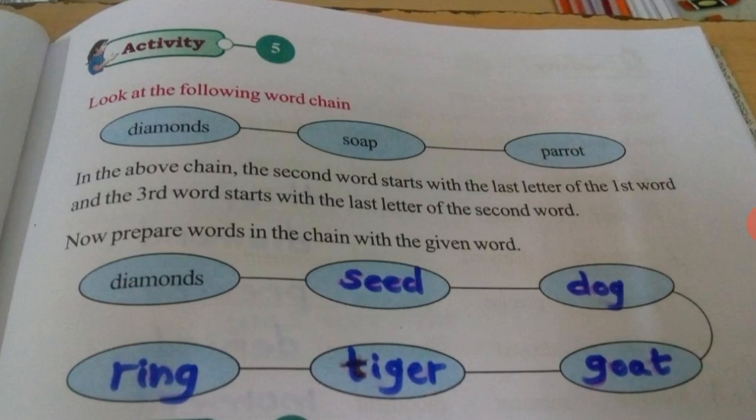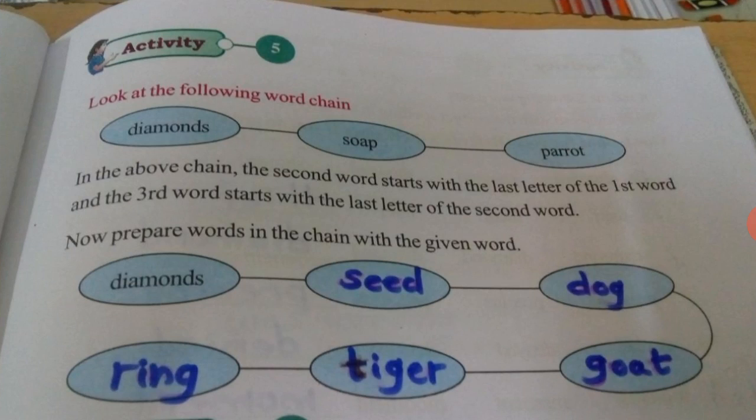In this picture, what is the first word? Diamonds. The word diamonds ends with S. So soap is the word that is framed from diamonds, and soap ends with P. Tell me the word for P. Parrot. In the above chain, the second word starts with the last letter of the first word, and the third word starts with the last letter of the second word.